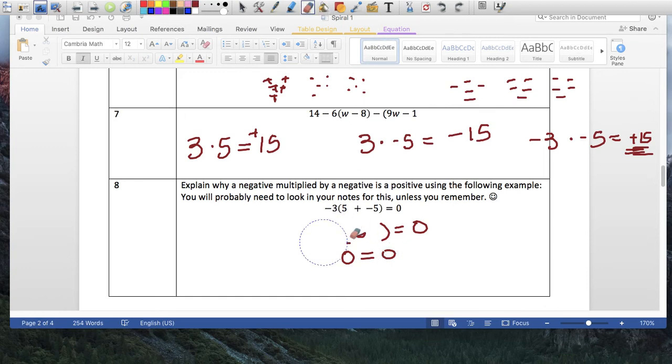So keep that in mind. Now let's do this, but this time instead of doing the inside of the parentheses first, let's actually use the distributive property. So it's going to be negative 3 times 5, and I'm going to write this down. Negative 3 times 5, plus negative 3 times negative 5, and all that has to equal 0. Right? So negative 3 times 5, we already talked about it over here, right?